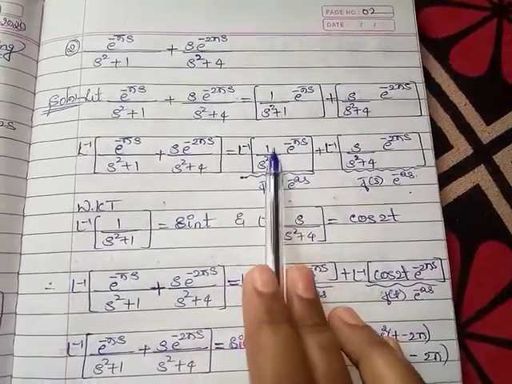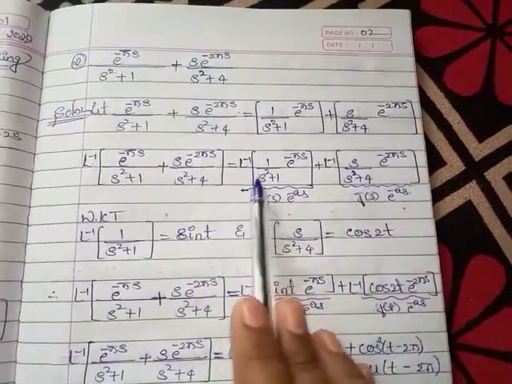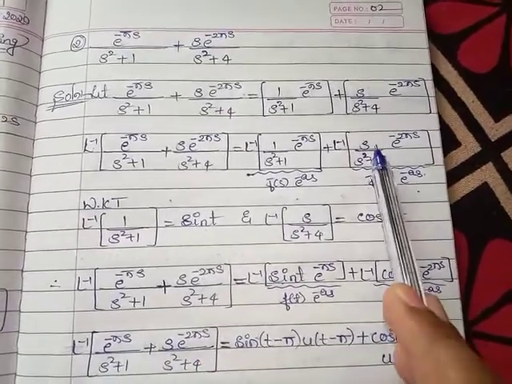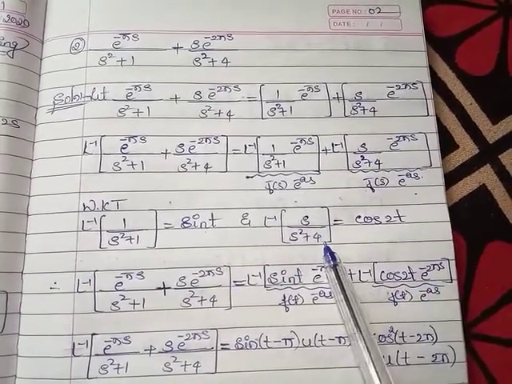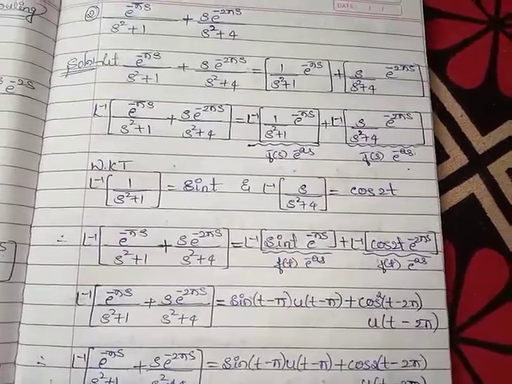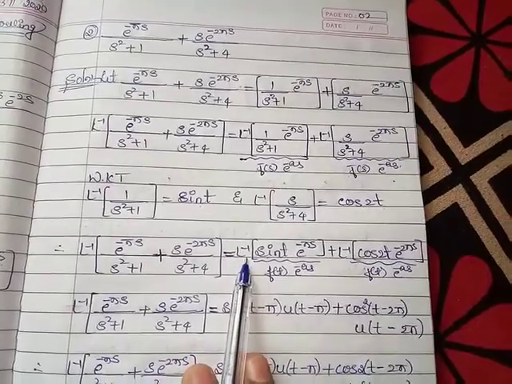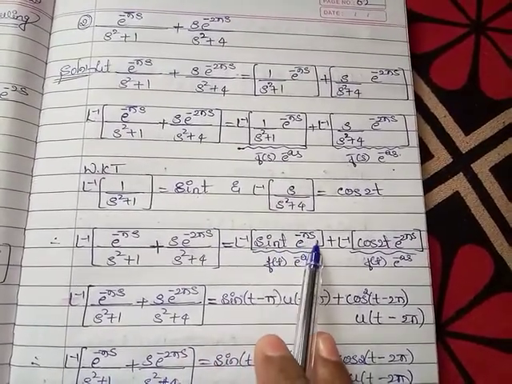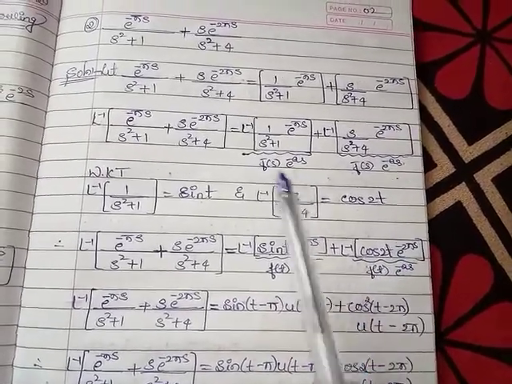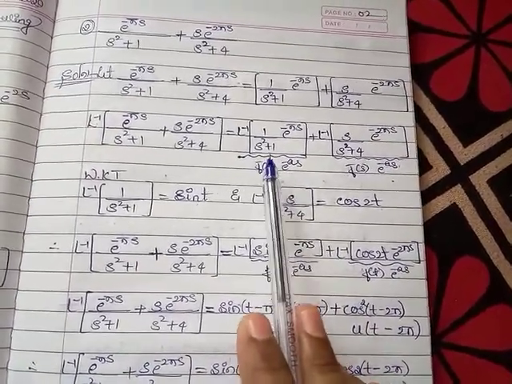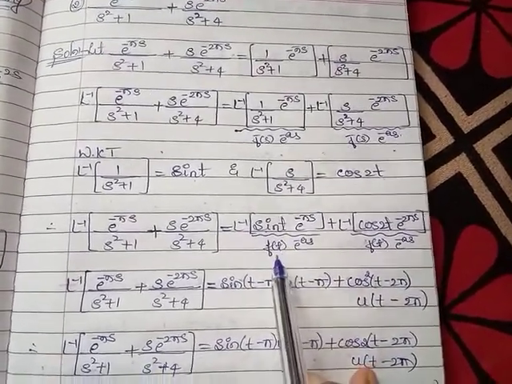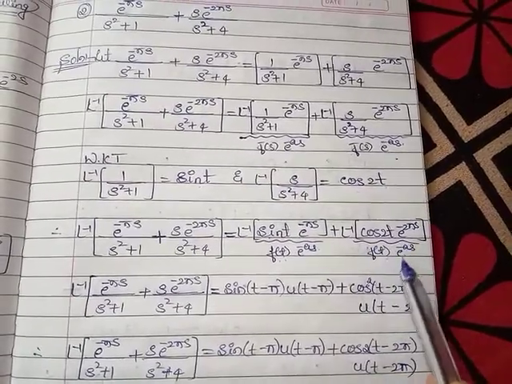Next we have to find the L inverse of this term and this term. We know that L inverse of 1 divided by s square plus 1 is sin t and L inverse of s divided by s square plus 4 is cos 2t. You have to write this L inverse in this place. We get L inverse of this one is equal to L inverse of sin t into e raised to minus pi s plus L inverse of cos 2t into e raised to minus 2 pi s. That means you have to take L inverse of this f bar of s to get the f of t. Now this is of the form f of t into e raised to minus as.